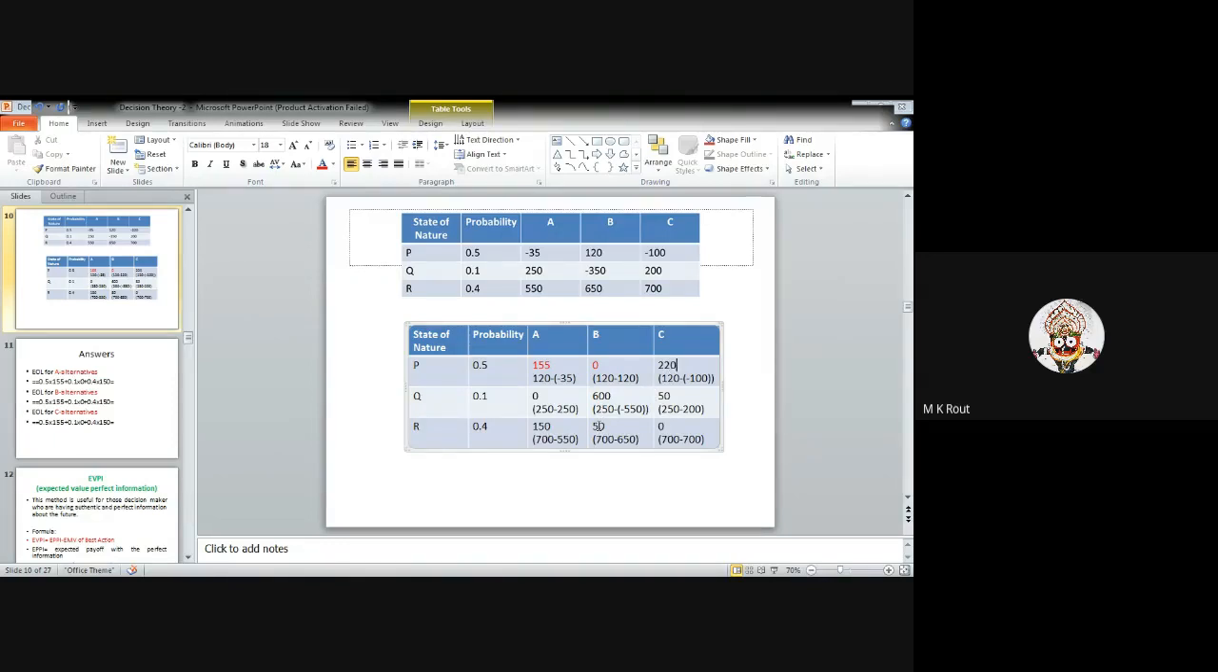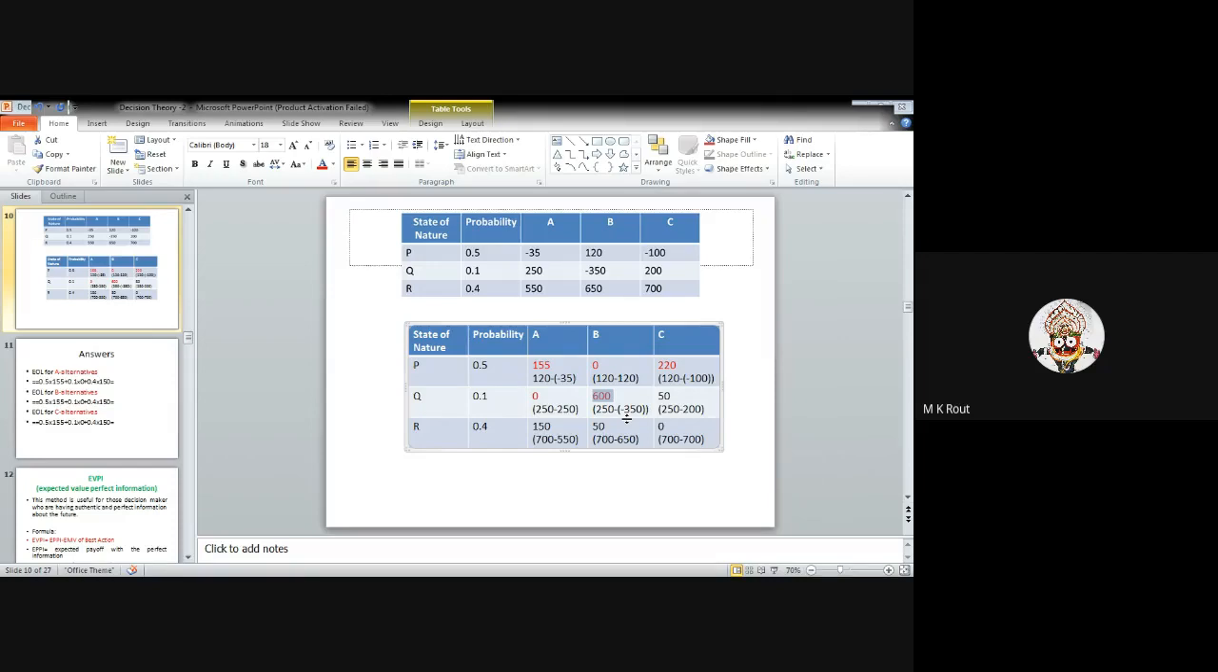Similarly, in the second row, the maximum value is 250. So 250 minus 250 is 0. Next one, 250 minus of minus 350. Let me make a correction: I repeat, 250 minus of minus 350, that equals how much? 600. Similarly, moving to the last one, 250 is the maximum value in row 2.